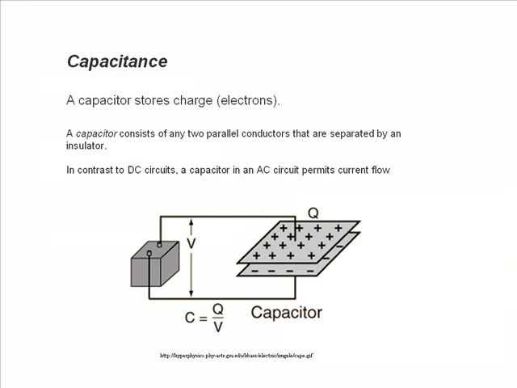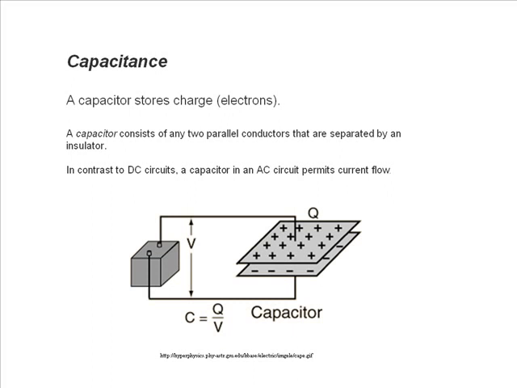Another concept that comes up in the discussion of electrical safety is the capacitor, and it is a device that stores charge, or electrons. A capacitor consists of any two parallel conductors that are separated by an insulator, sometimes known as a dielectric. And in contrast to DC circuits, a capacitor in an AC circuit permits some current flow, depending on what's called the impedance of the circuit. So even though these two plates are separated by a dielectric, and if measured with an ohm meter would read infinite ohms, they do pass alternating current because they have what's called a non-zero impedance.